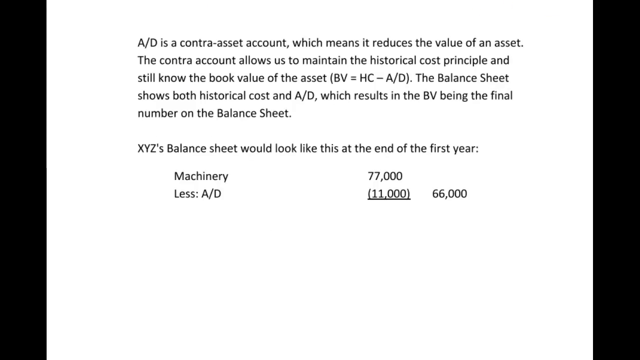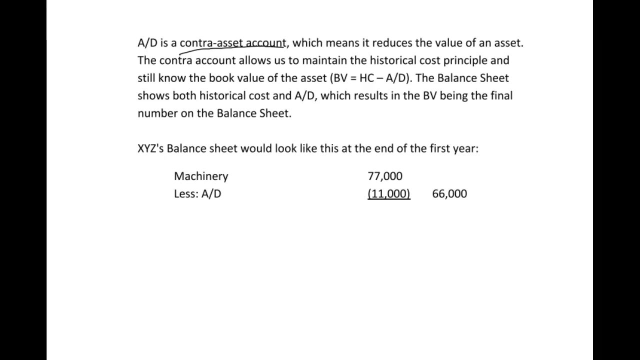If we flip over here to the next page, we can see it talks a little bit about accumulated depreciation. This is a contra asset account. Remember, we know what an asset is. The asset here is machinery. A contra asset is just something that reduces the value of an asset. So we have machinery as the asset, and accumulated depreciation of that machinery as the contra asset.